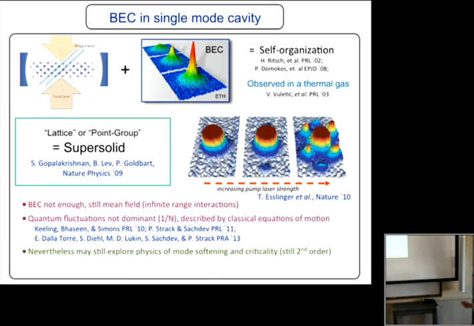So just adding a BEC to this cavity is not enough, but you can still explore many interesting physics like mode softening and criticality, and Esslinger's group has done some beautiful follow-up experiments in that regard. But what other essential ingredients do you need to push this to an interesting quantum phase transition realm? Well, you need a multimode cavity, and here's why. You need to actually break a continuous symmetry. So you need continuous symmetry to be broken.